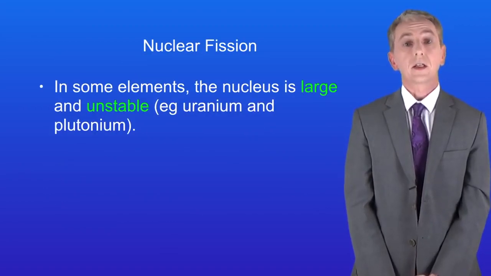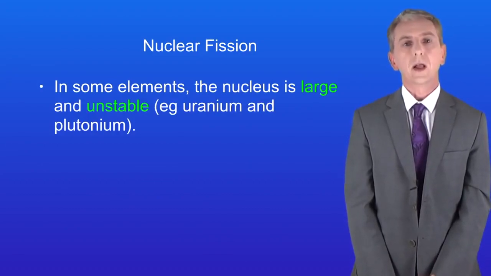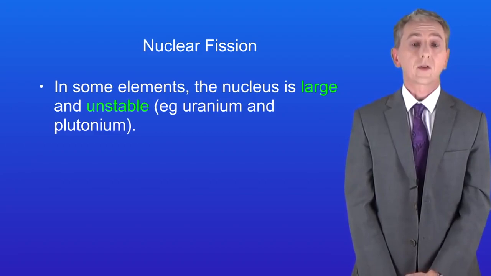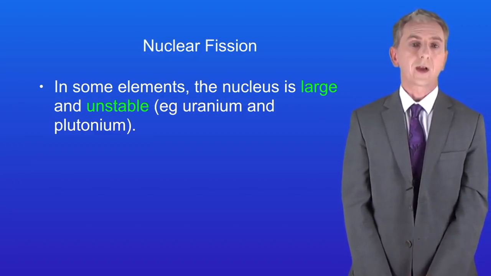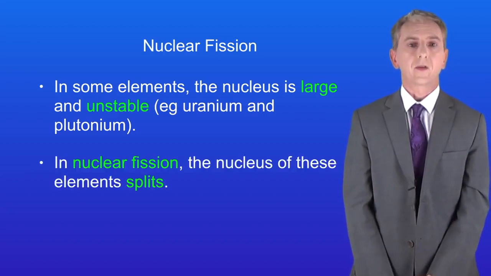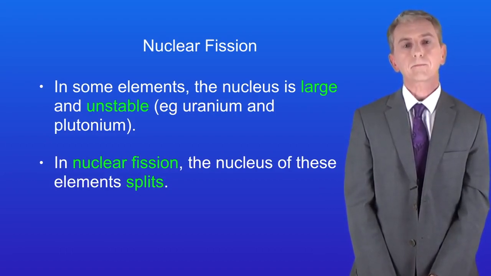The first key idea you need to understand is that in some elements, the nucleus is large and unstable. Good examples of these are uranium and plutonium. Now, I should point out that this only applies to certain isotopes of these elements, but for the exam, you're not required to name those isotopes. In nuclear fission, the nucleus of these elements splits. This can happen spontaneously, in other words by itself, but that's quite rare. Normally, for fission to take place, the nucleus first has to absorb a neutron.